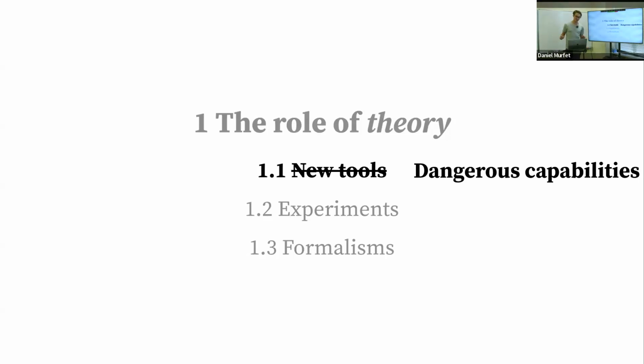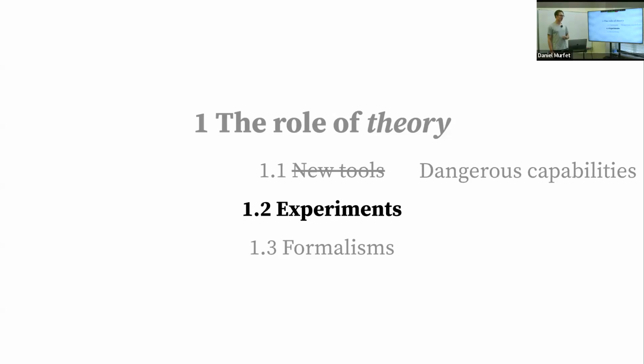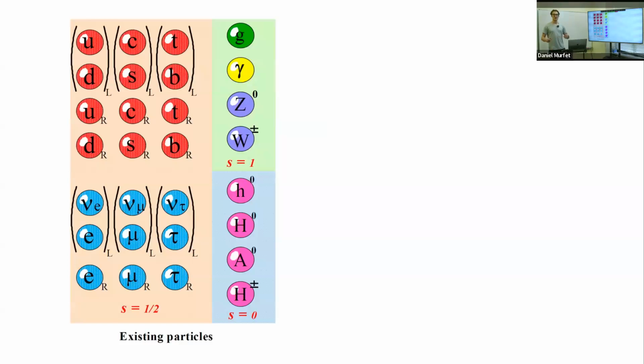Okay, so new tools, dangerous capabilities, depending on how much of an optimist or pessimist you are. Now, theory helps us by telling us where to look. I think of, for example, the standard model of particle physics as perhaps the best example of this. We built this, we built the LHC.